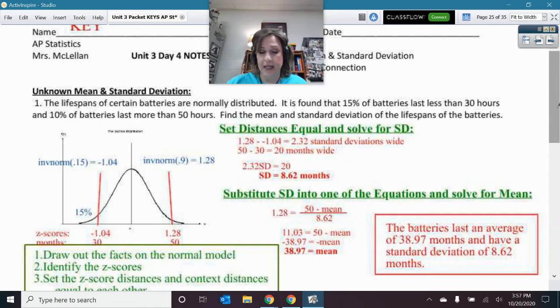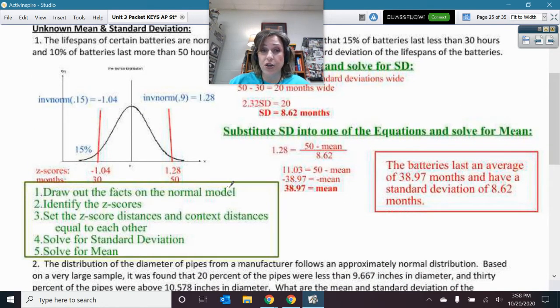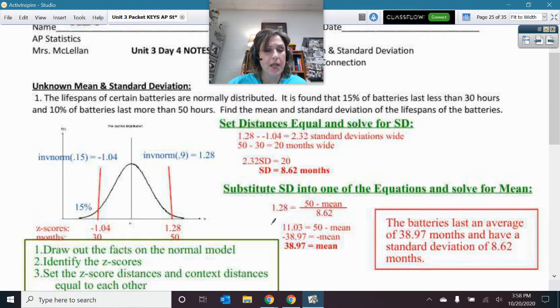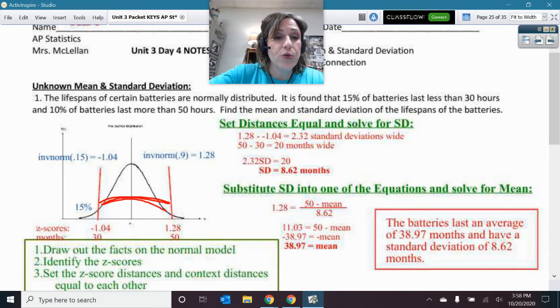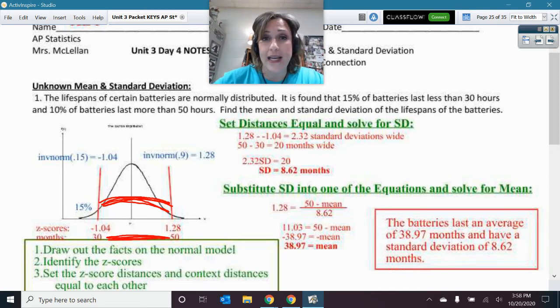All right, so now here's what we got. We drew out our facts on our normal model. We identified both locations of the z-scores and the x values. Now let's set the z-score distances and the context distances equal to each other. So z-scores first. 1.28 minus negative 1.04 is a distance of 2.32. So from the lower to the upper, this is 2.32 standard deviations wide. So I write 2.32 SDs. But in context world, that equates to 20 months wide. So 2.32 standard deviations is 20 months wide. So then when I divide by 2.32, that means one standard deviation is 8.62 months wide.